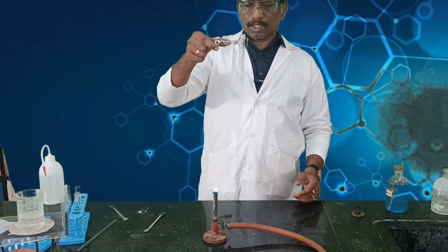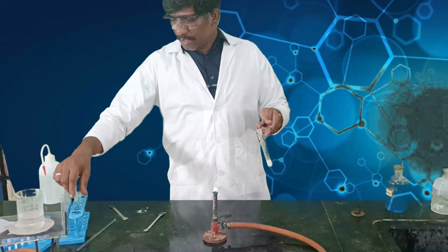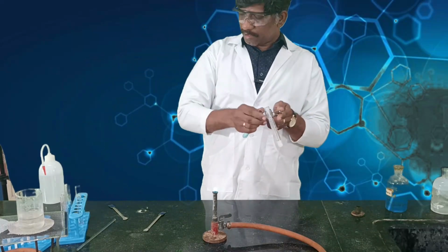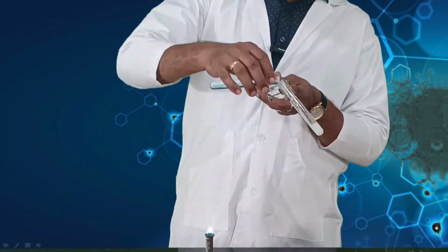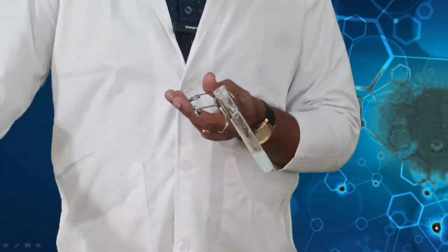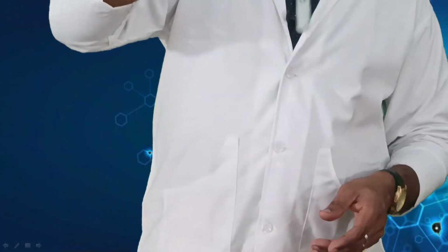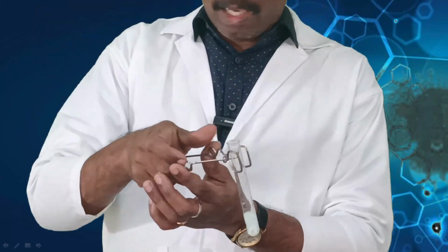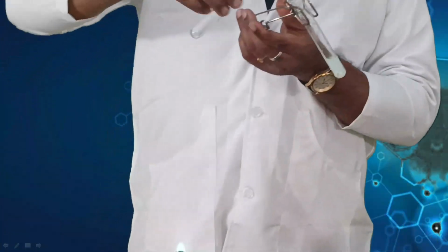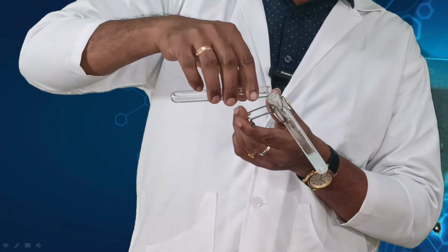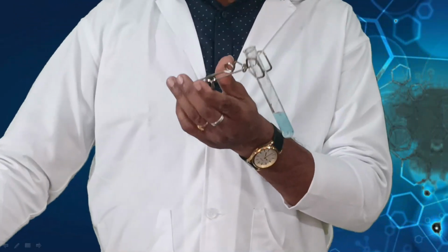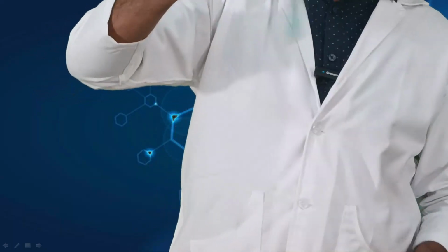Once it is cooled, dissolve the biuret in water and then add the dilute copper sulfate. Add dilute copper sulfate and then add the dilute NaOH. You get the formation of a purple color. That shows the presence of a diamide.